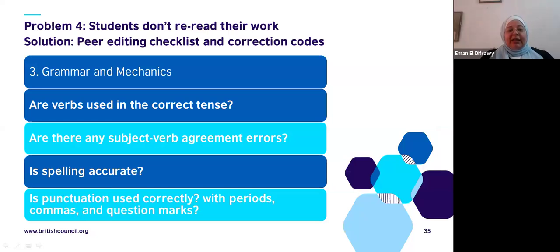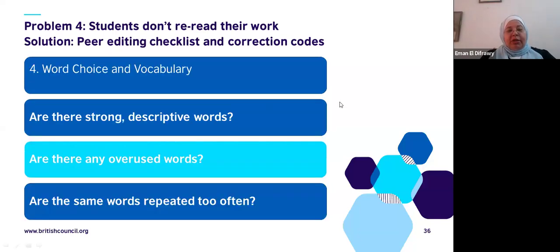What about grammar and mechanics? Are verbs used in the correct tense? Is there any subject-verb agreement? Of course, you don't have to give them all that. You can pick the ones that are relevant to the level you're teaching or to the grade or whatever. Is punctuation used correctly with periods, commas, and question marks? Word choice and vocabulary. Are there strong descriptive words? Are there any overused words? Are the same words repeated too often?